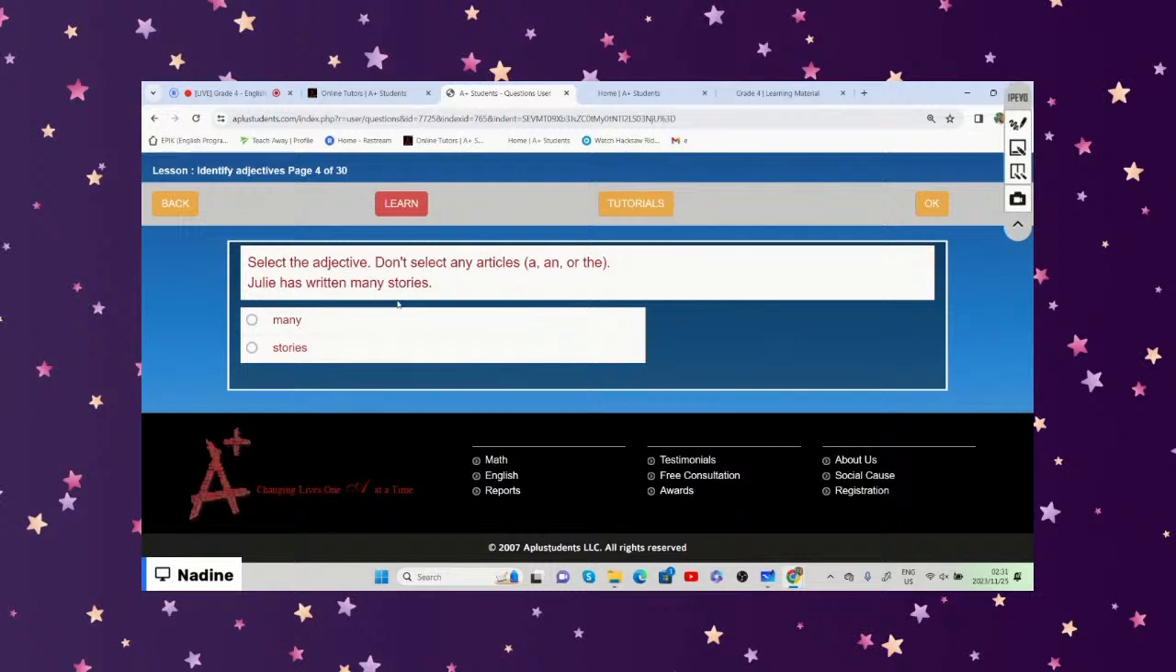Julie has written many stories. So Julie has written many stories. What is our adjective within that sentence? Is it many or is it stories? And does it answer the question how many, or does it answer the question what kind of stories? So does it answer the question how many stories or what kind of stories?